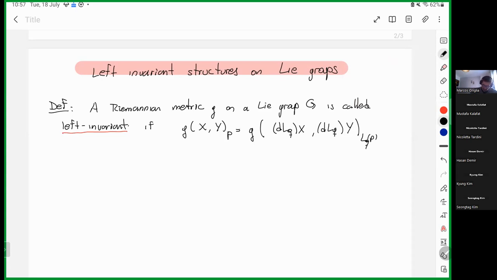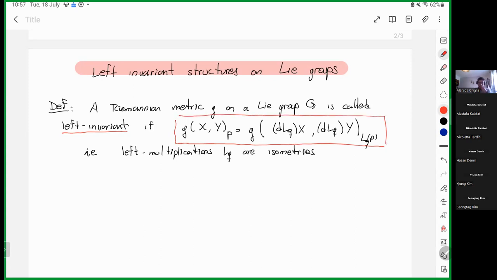So what does it mean? Here we have our vectors X and Y, and we take the derivative of the left multiplication L_Q. In other words, it means that the left multiplications L_Q are isometries. That is what this condition means: the left multiplication L_Q has to be an isometry.